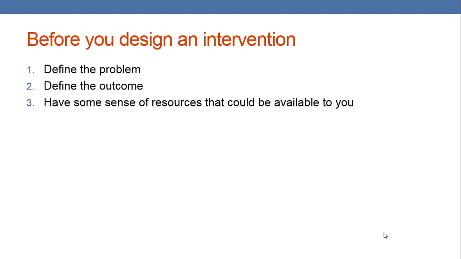So before you design an intervention, as I just mentioned, it's important to spend a lot of time thinking about the problem, what the outcome is you're going for, and what resources you might have available to help you solve the problem. Sometimes people aren't aware of the resources around them, or they design programs that have resources that they could just never have available to them. So it's a good practical check to think about what resources you might actually have.